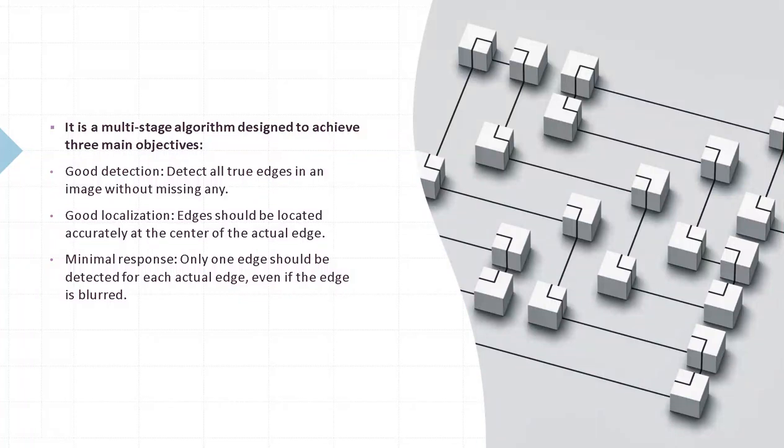There are three main objectives: good detection, good localization, and minimal response. What is good detection? Good detection actually detects all the true edges in the image without missing any. Good localization means edges should be located accurately at the center of the actual edge. And minimal response means only one edge should be detected for each actual edge, even if the edge is blurred.